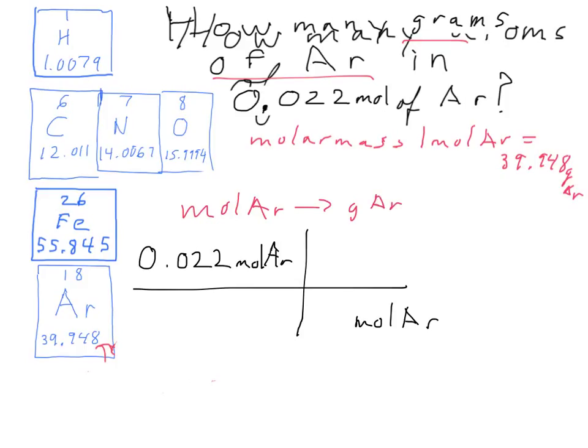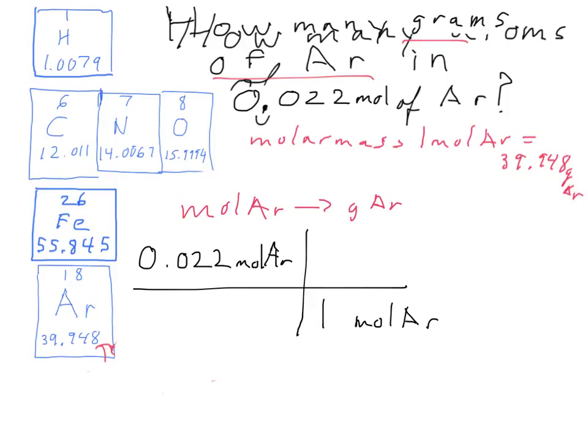Well, I know several things about moles. Let me rephrase that. What do I know about the relationship between moles and grams? I know the molar mass. I can get that from looking at the periodic table. So if I look at the periodic table, it tells me that 1 mole of argon has a mass of 39.948 grams.